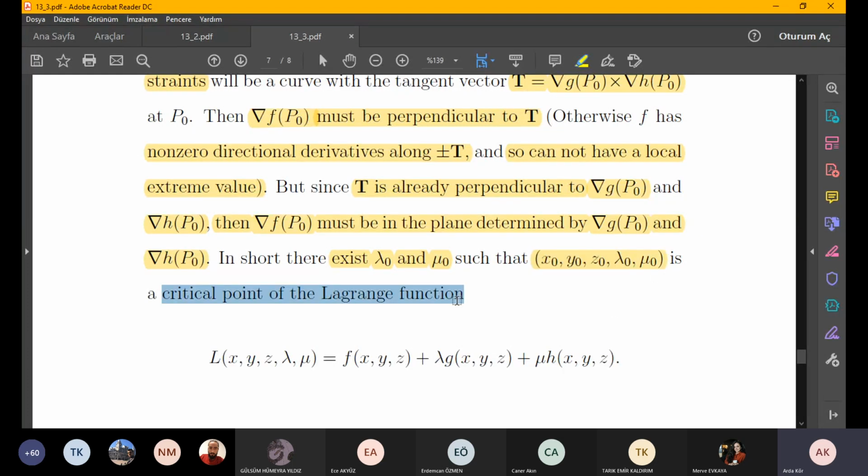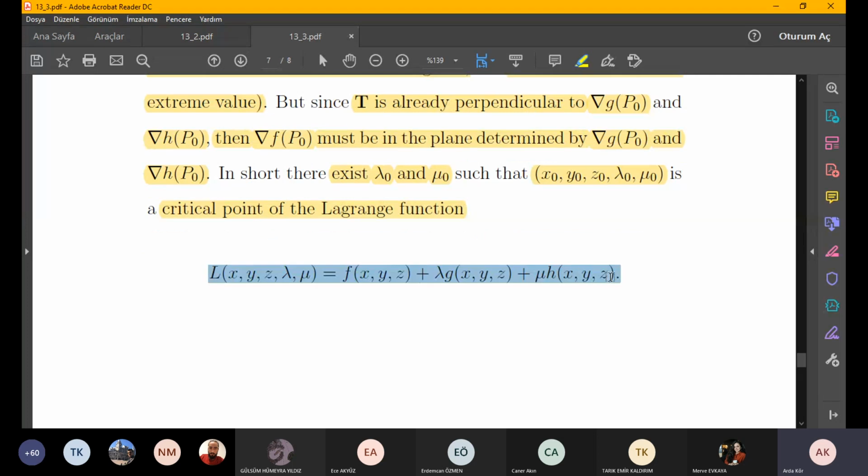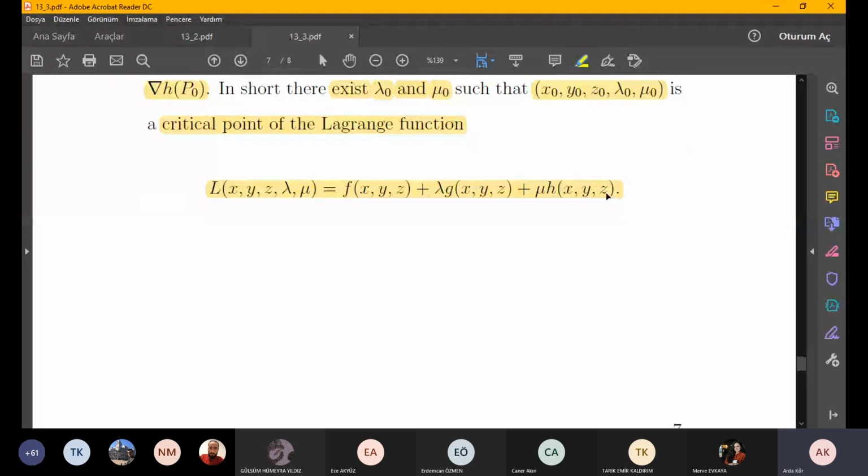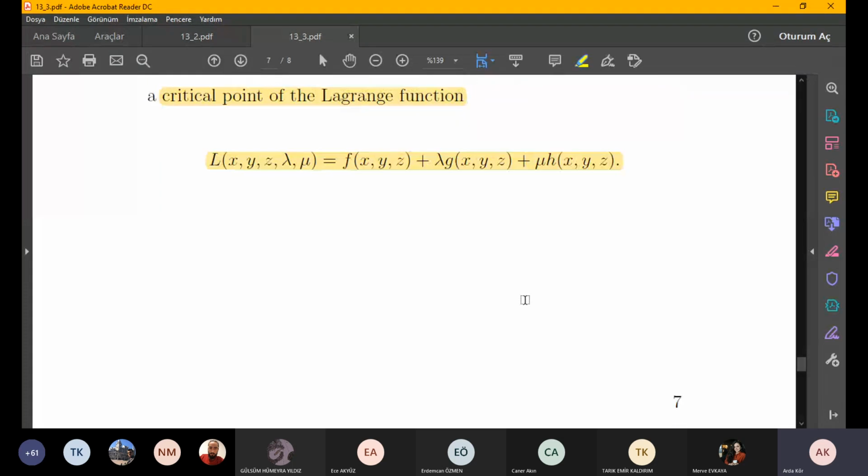As you can see here, you have two constraint functions, which are g and h, and you have two Lagrange multipliers, which are lambda and mu. So this will be the Lagrange function of f, for minimizing or maximizing f, but with those two constraints.